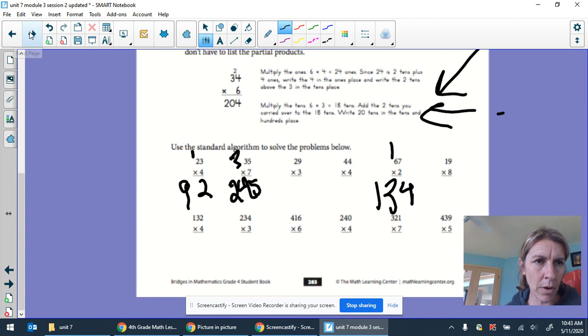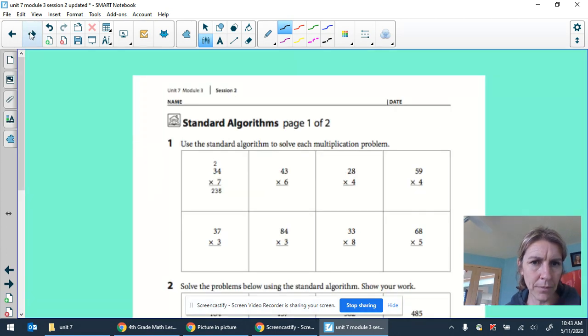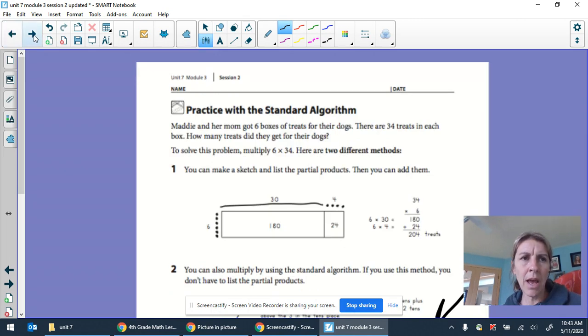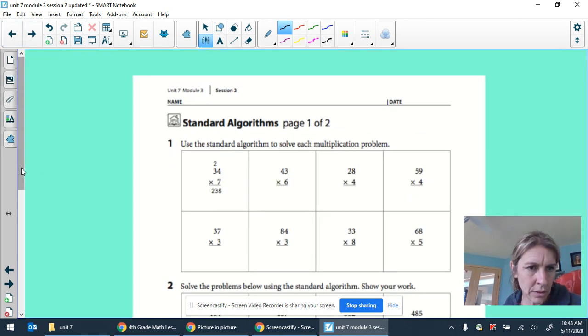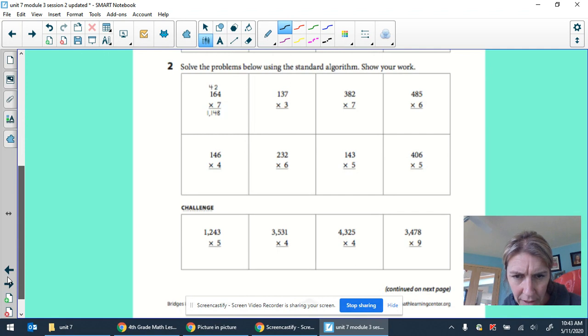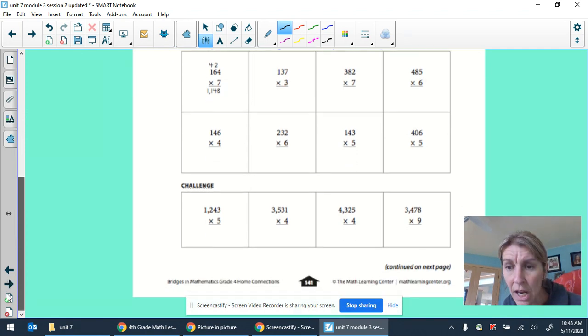Now, before I keep going, oh, look at this, you guys, you're going to have more. So anyway, I'm going to go to the next page and just make sure everybody's clear on this. Ooh, look at those challenge.